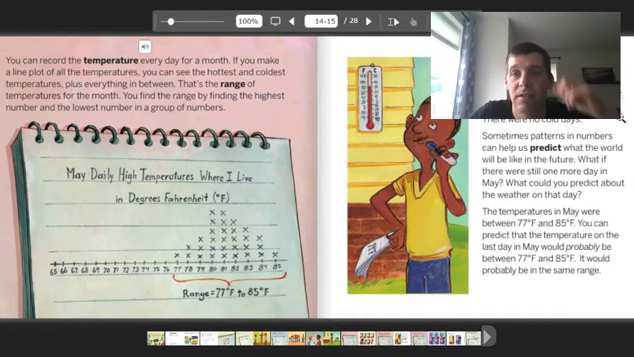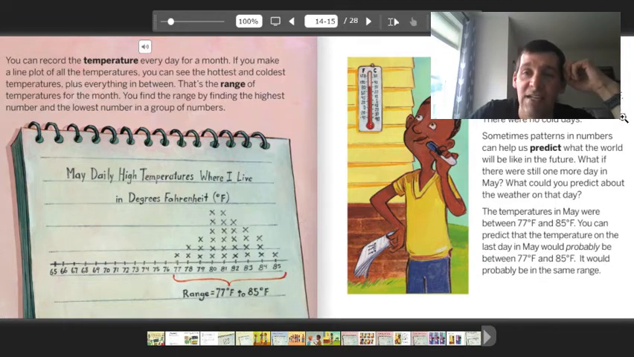It did not. The temperature changed from day to day in May. Even so, the temperature stayed within a particular range, from 77 degrees Fahrenheit to 85 degrees Fahrenheit. It was very warm every day in May. There were no cold days.